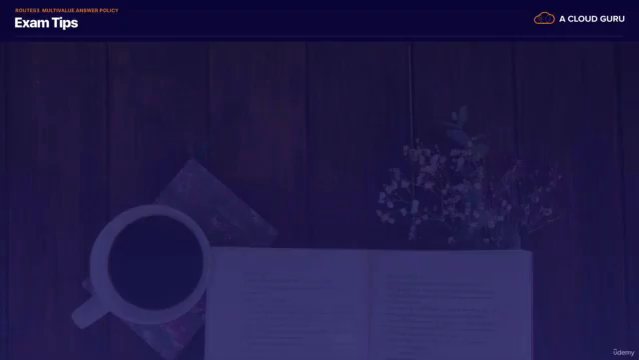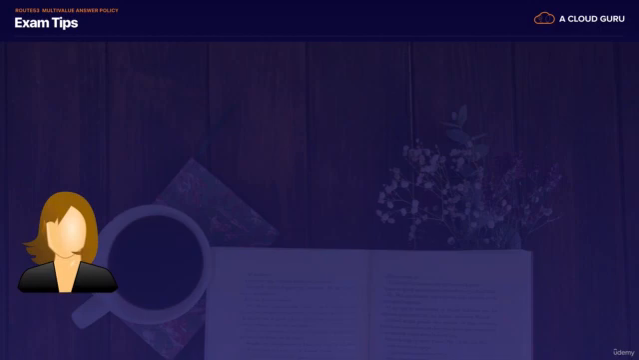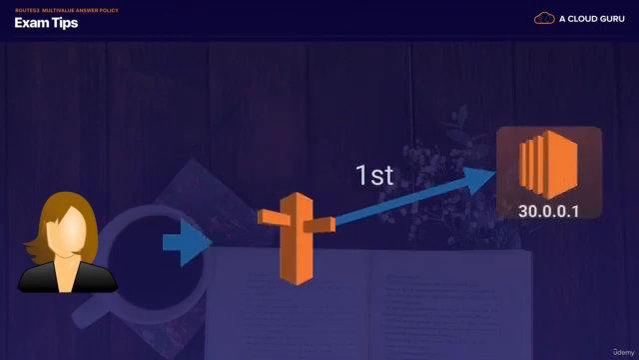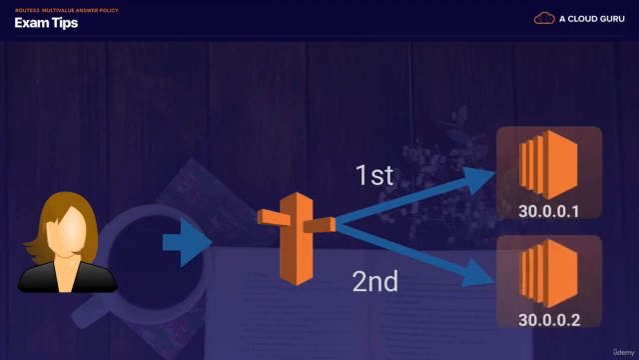So in terms of my exam tips, just remember that with the multi-value answer policy, the user connects into Route 53. We're going to have multiple record sets in that hosted zone. They can have health checks. And if one fails the health check, we're going to fail over automatically to another IP address. So it's basically simple routing with health checks.